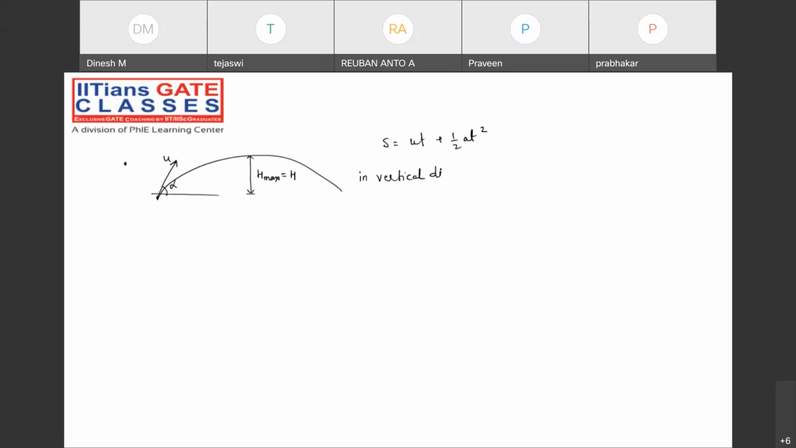In the vertical direction, what will be the distance traveled by the particle? H maximum, that is equal to h. What about the initial velocity? h equals u naught y into t plus half of ay into t square. Everything is the same. I'm just replacing it in the vertical direction. What about u naught y?